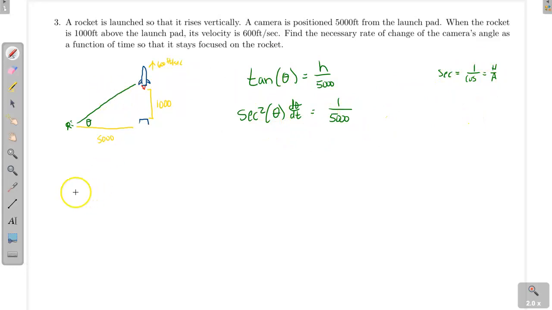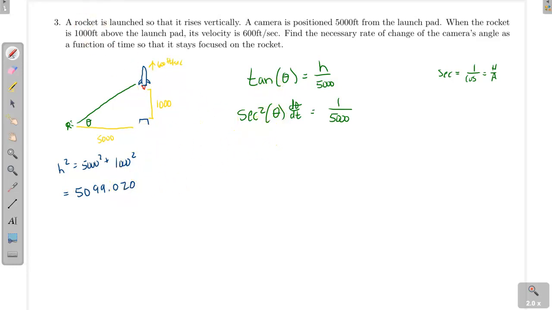So we don't know H yet, so let's figure that out. H squared equals 5,000 squared plus 1,000 squared. I'm just going to let the calculator do the whole thing. So the square root of 5,000 squared plus 1,000 squared is 5099.020. All right, rounding to 3 decimal places, that's what you normally do in calc.